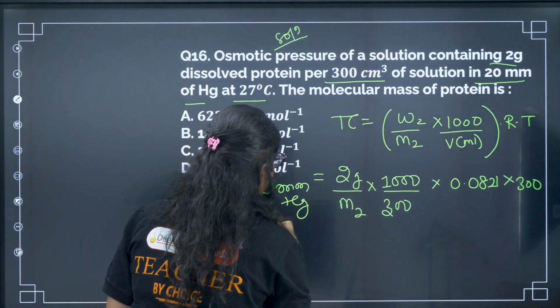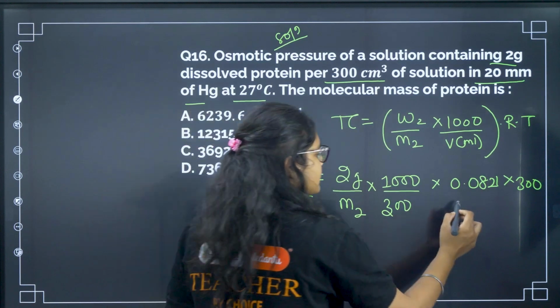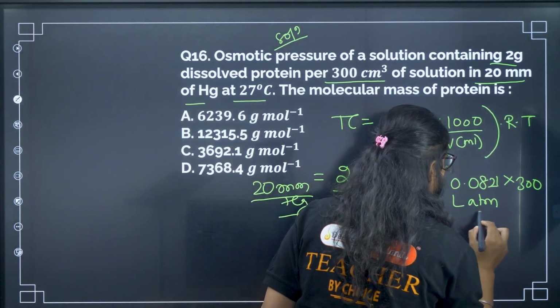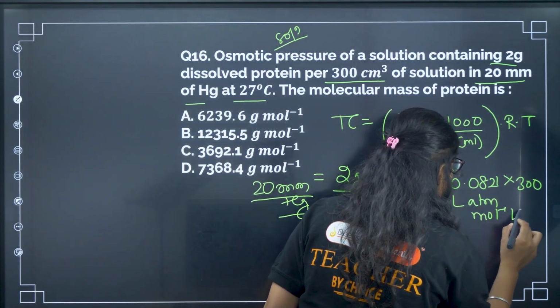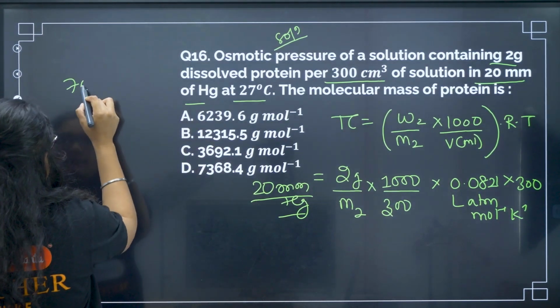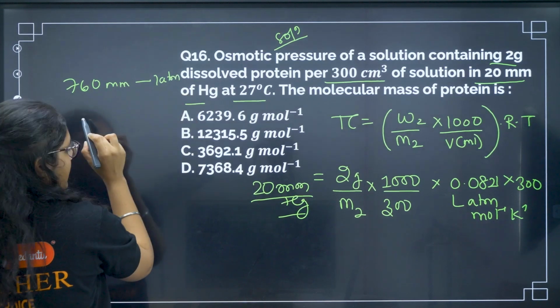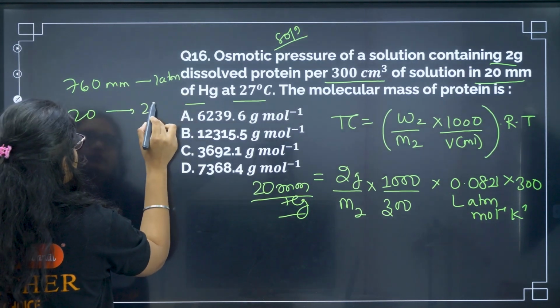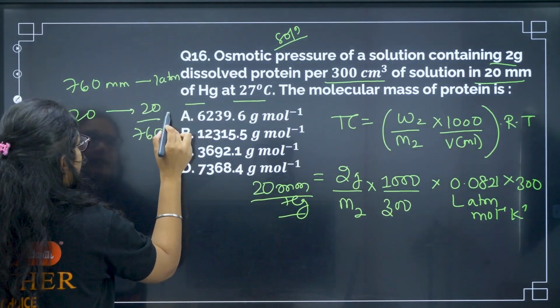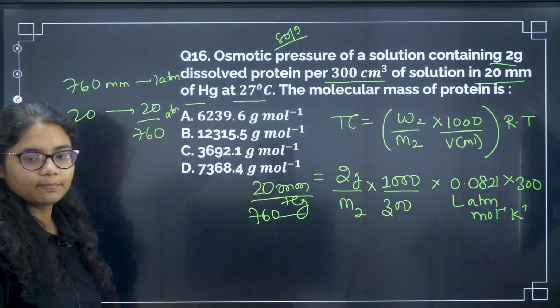Okay. Here one thing is there, we have to convert it into atm, because you see here the unit is liter atm mole inverse Kelvin inverse. Now we can convert this one. So we know 760 mm of Hg is 1 atm, right? That means 20 mm of Hg is 20 by 760 atm. So here we'll put 20 by 760 atm, right?